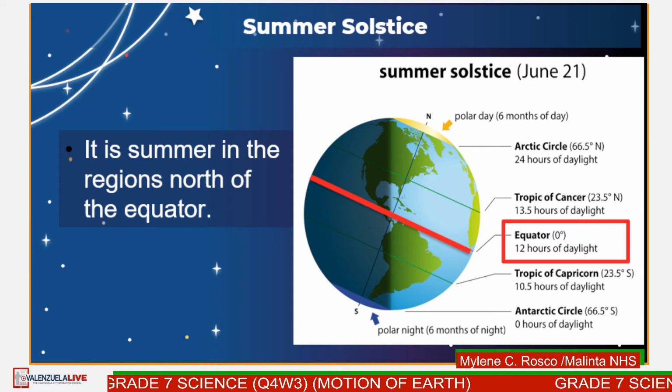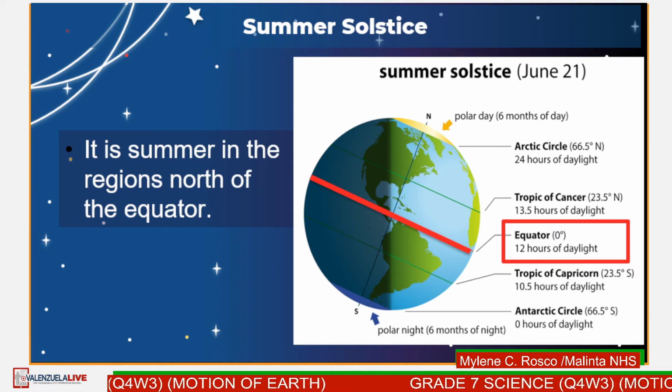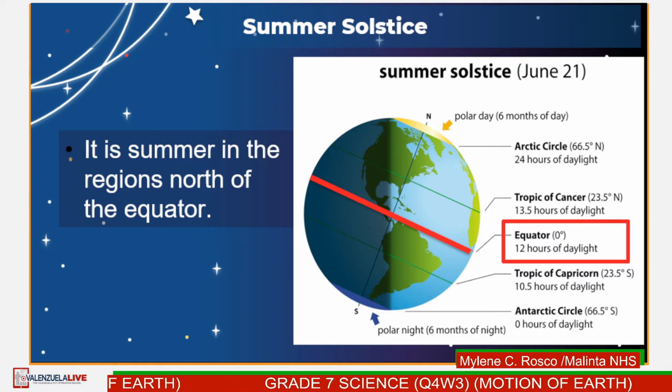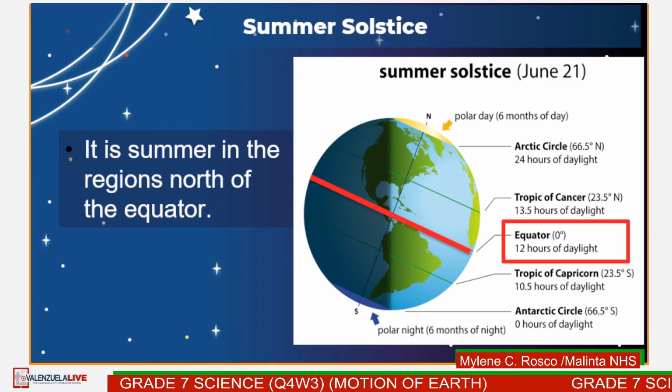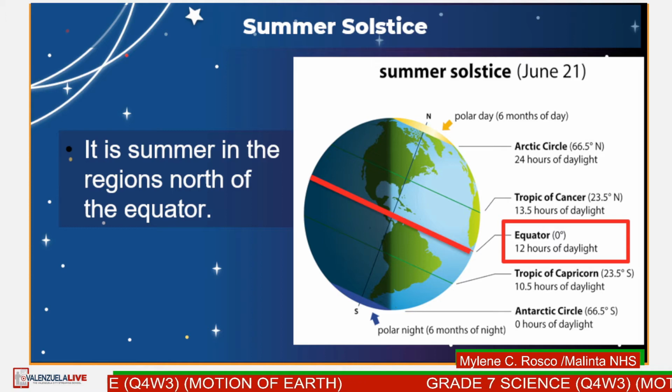Remember, during summer solstice, a large portion of the northern hemisphere is getting light from the sun. It is summer in the regions north of the equator. The longest day and the shortest night at these places occur on 21st of June.